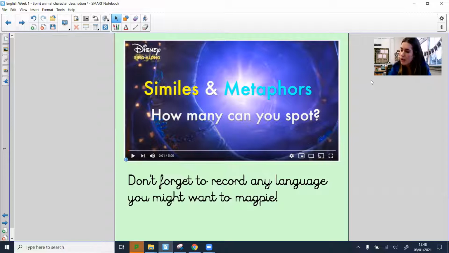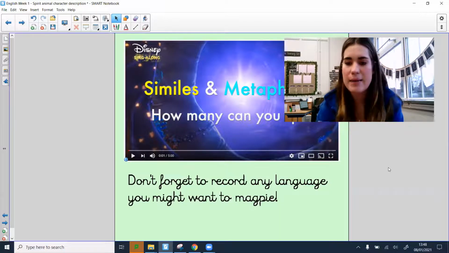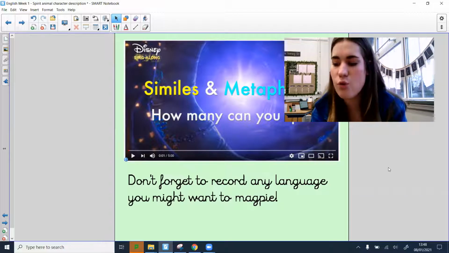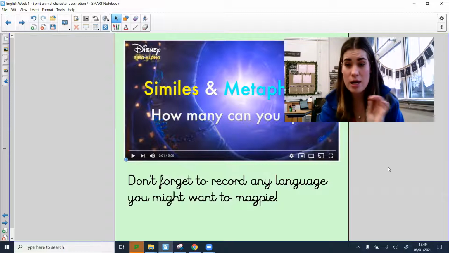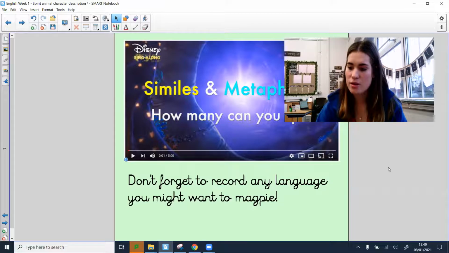So, sparkle like a wealthy woman's neck. Is that going to be a simile or a metaphor? What do we think? Just have a little think in your brain. Hopefully you are thinking it is a simile, because sparkling like a wealthy woman's neck, we can hear that word like, okay, remembering that simile always uses like or as to compare two things.